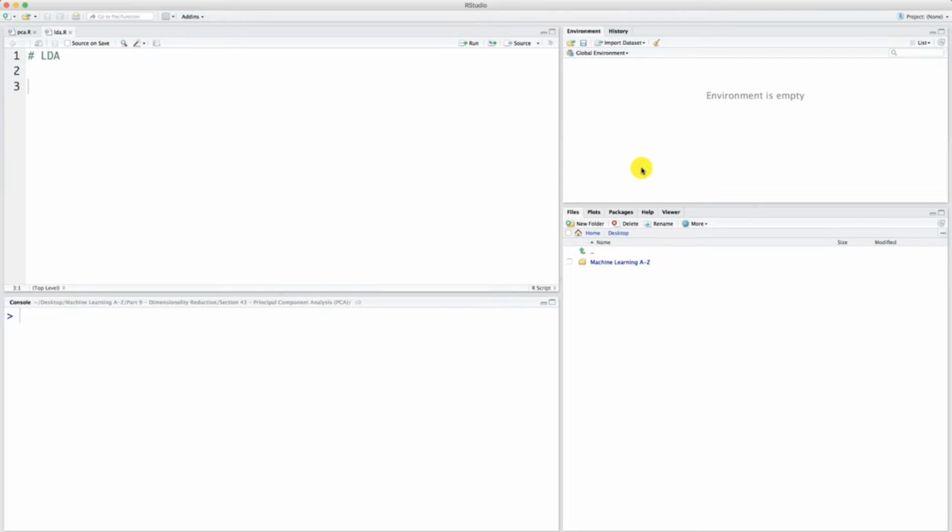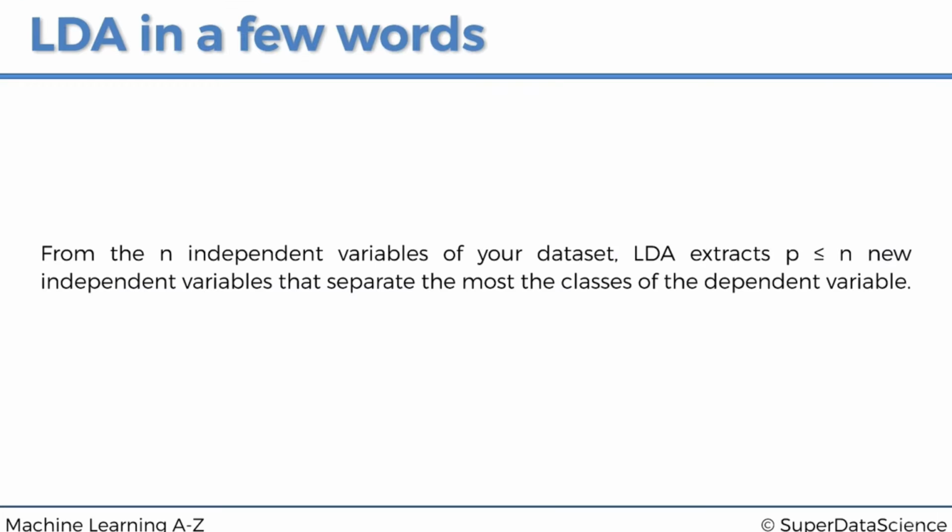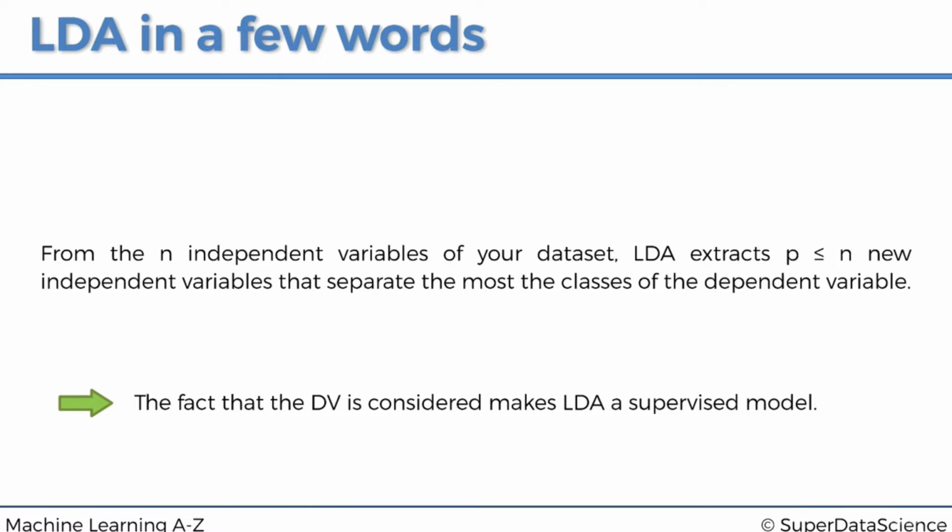So in the previous section, this PCA feature extraction technique reduced the dimensionality of our problem by extracting the variables that explain the most variance. And now in LDA this is quite different. We are extracting some new independent variables that will separate the most the classes of the dependent variable. And therefore, since this time it considers the classes of the dependent variable, that means that it considers the dependent variable to proceed to this feature extraction technique, and that makes LDA a supervised dimensionality reduction model.